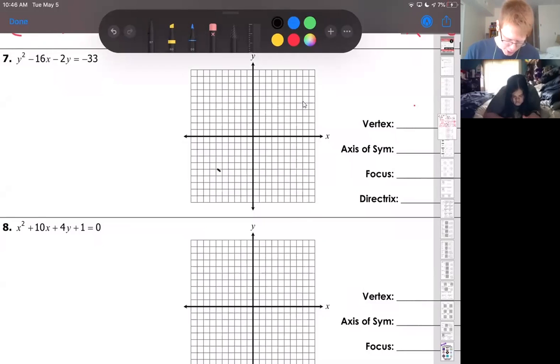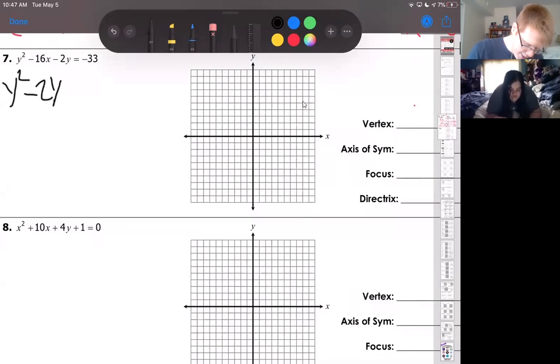These last two, we're going to have to complete the square, I believe. So notice we have a y squared part, so it's going to be a horizontal ellipse. And we have a minus 2y. So basically my goal is to get your variable with the square, all the y parts, on one side, and all your x's on the other side. Like in this problem, I would move that 16x to the other side by adding. So I'd have 16x minus 33.